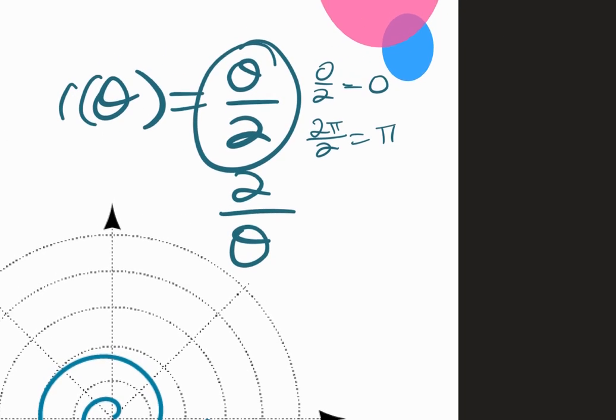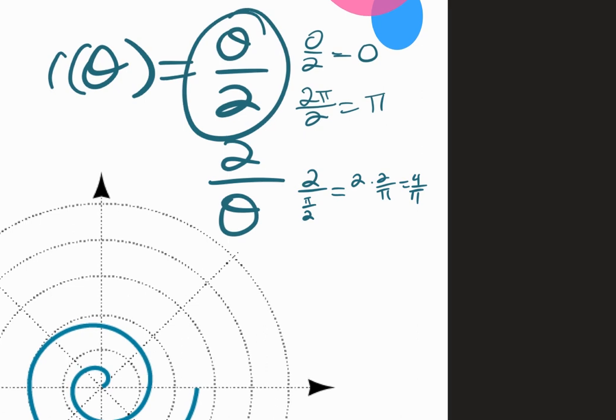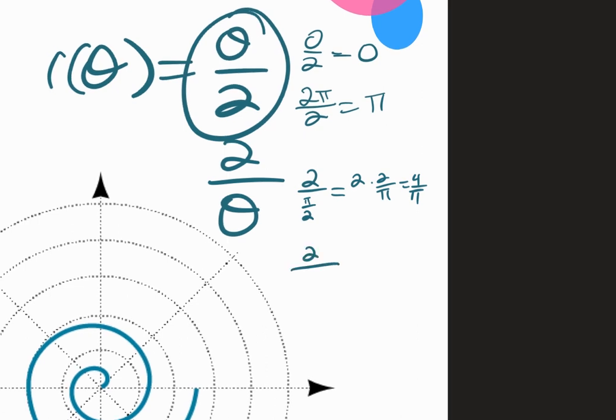No, I can't pick 0 because it will be undefined. But let's say I picked pi over 2. This would be 2 times 2 over pi. This would be 4 over pi. And then if I pick a bigger theta, 2 over pi, what's bigger, 4 divided by pi or 2 divided by pi?